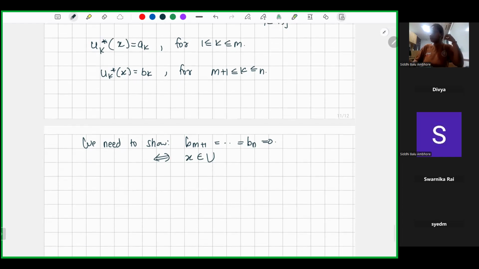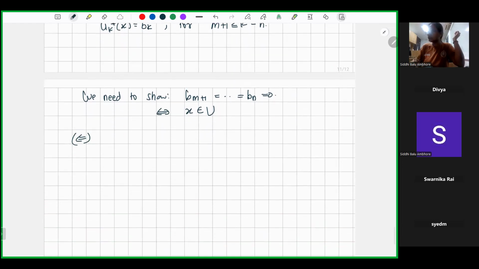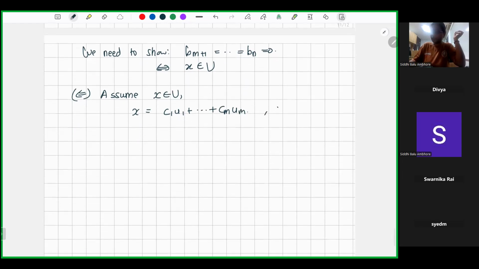So first implication. Wait, I'm proving the other way around. The second implication is to assume x is in U. Then x is some summation c1 u1 plus up to cm um, where c1 to cm belong to K.